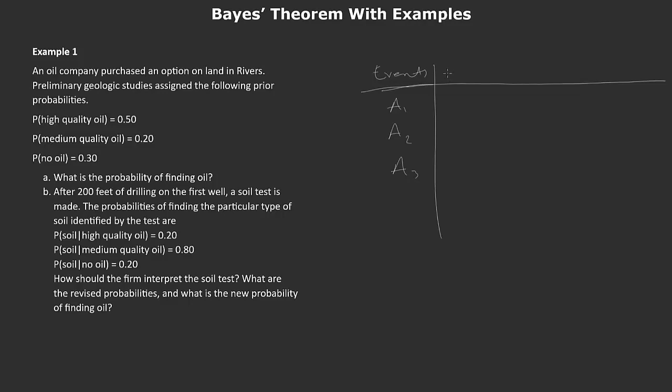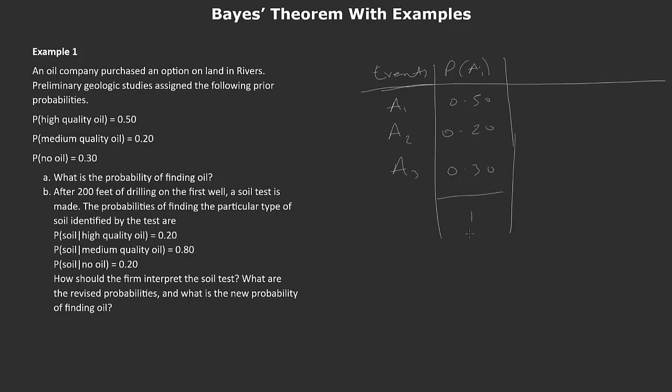So this is the probability of the A's, right? So if you look at this, you will see that the probability of A1 is 0.50, 0.20, and 0.30. Everything should sum up to 1. So the next is, let's continue with the question.